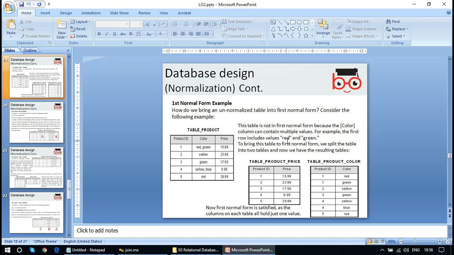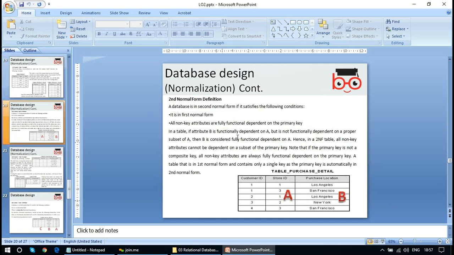Is that clear? That's basically a very basic mistake. A novice, a beginner, might think that if one product has two colors, then he or she might store the red and green into one field. But those who have given us the database theory have identified this first normal form as mandatory.